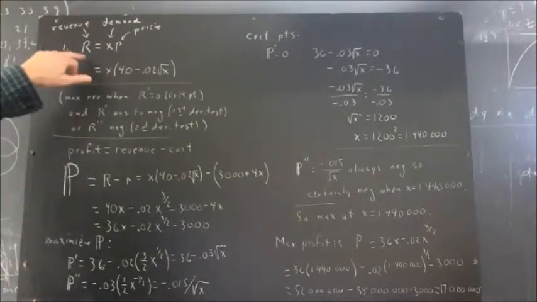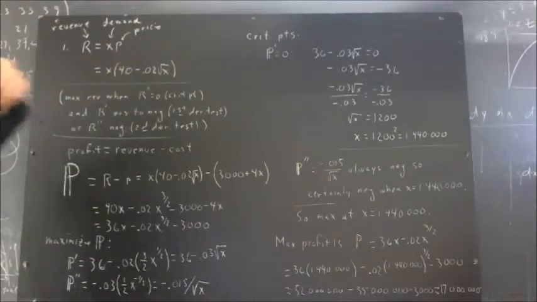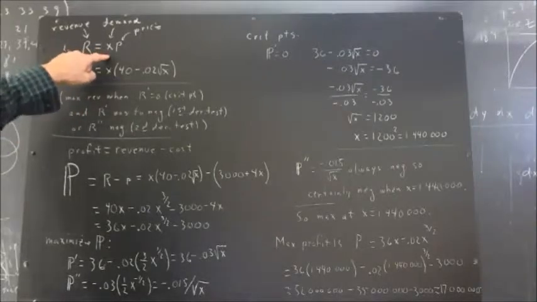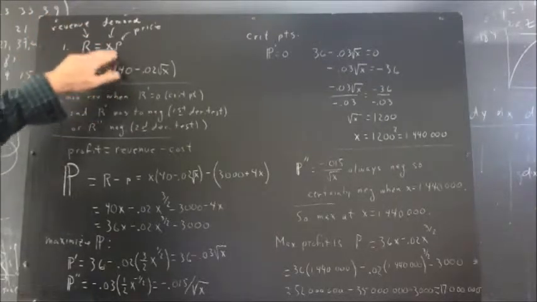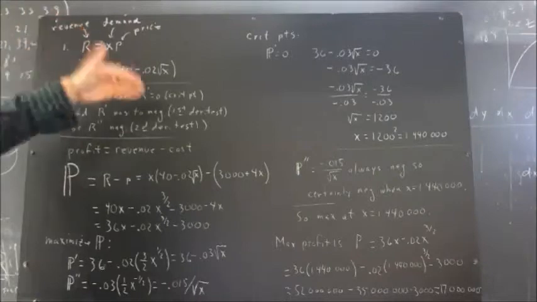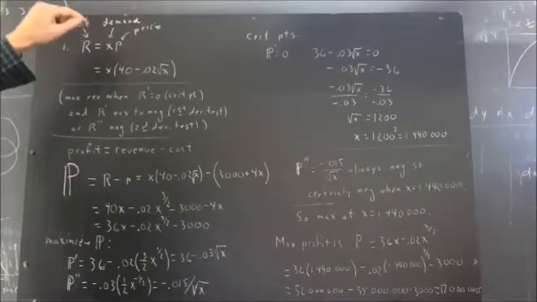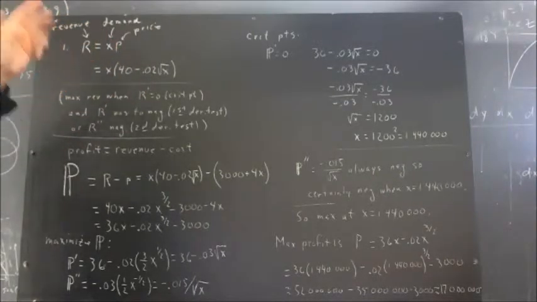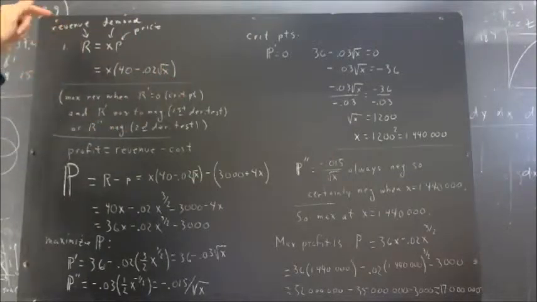Okay, recall that revenue equals demand multiplied by price. Demand being the number sold and price being what you charge per unit. So if you multiply how many you sell by how much you're charging, you get the total amount of money you take in, which is your revenue.